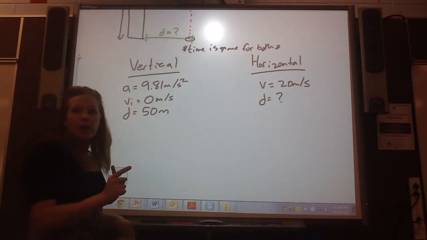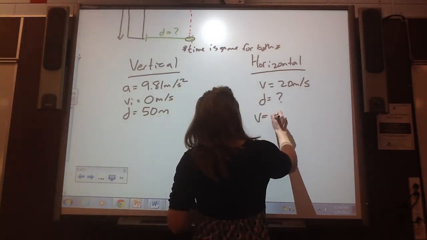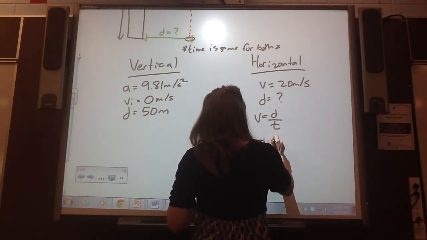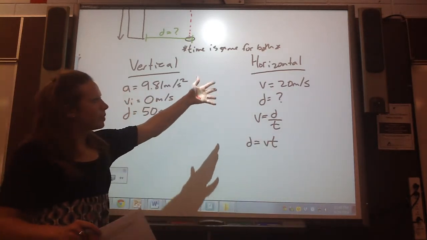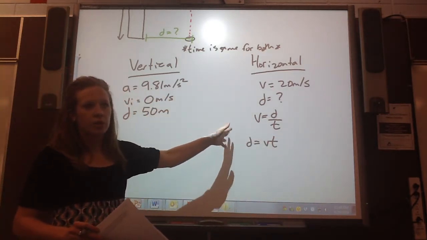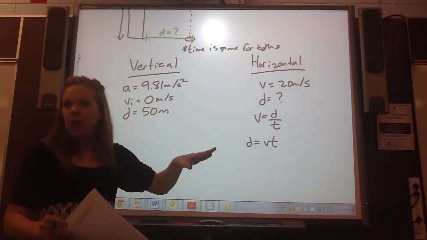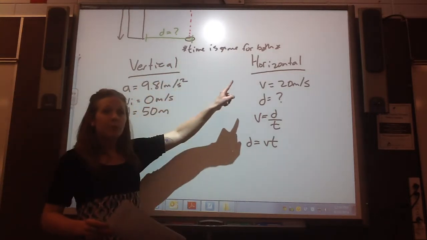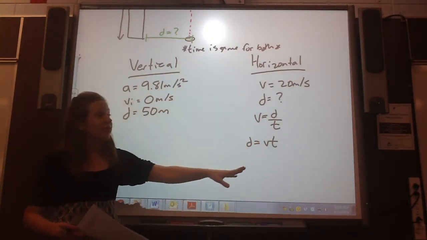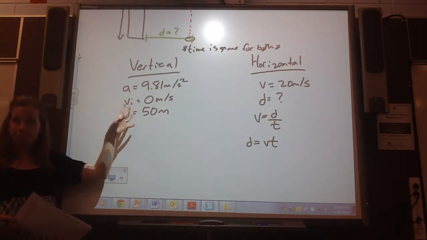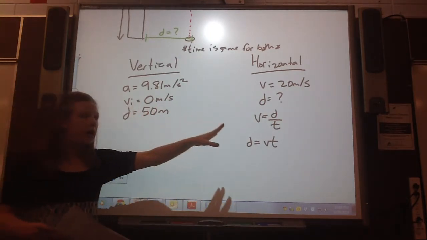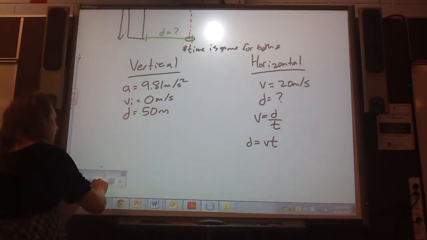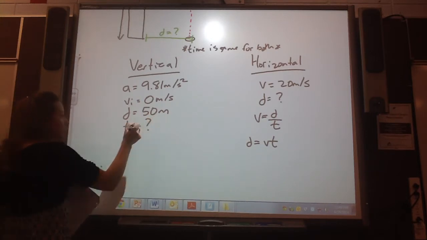Okay, if I use the formula V is equal to D over T, D is equal to V times T, what am I missing from this information in order to do this formula? T. I'm missing T. But, as I told you, time is the same for both. So, I can find out my time using my vertical information and then apply it to my horizontal information. So, now on this side, I'm going to say T is equal to question mark.